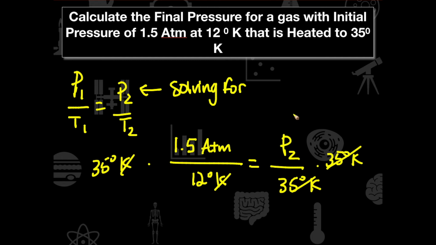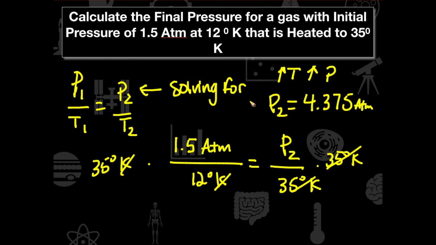Did our pressure go up? Sure, and that makes sense. Pressure went up to 4.375 atmospheres. So remember, as our temperature goes up, so should our pressure. This one makes sense because we heated it.